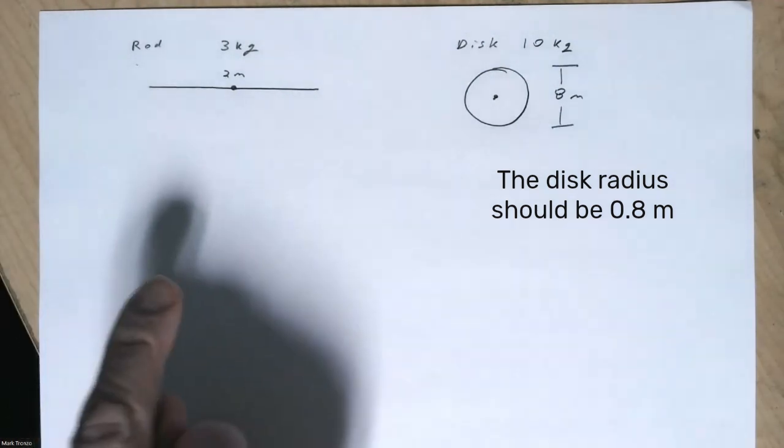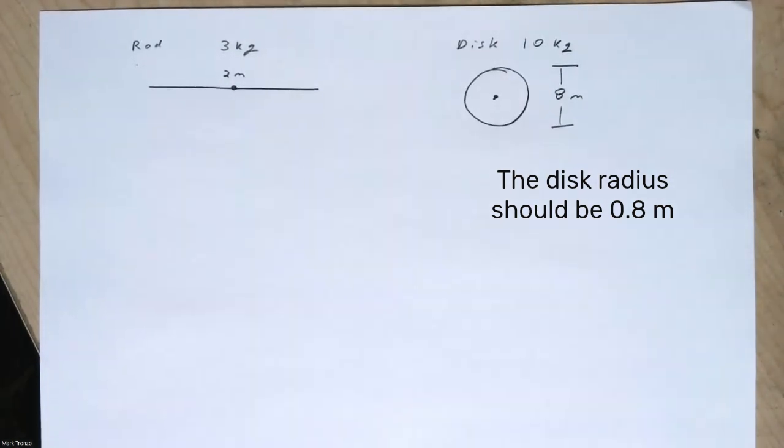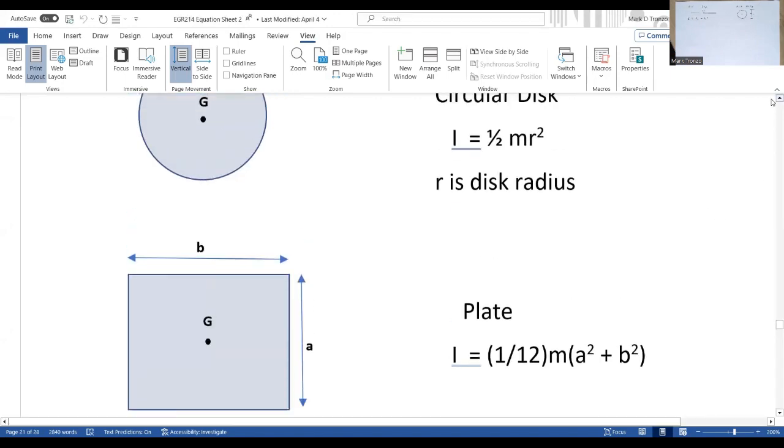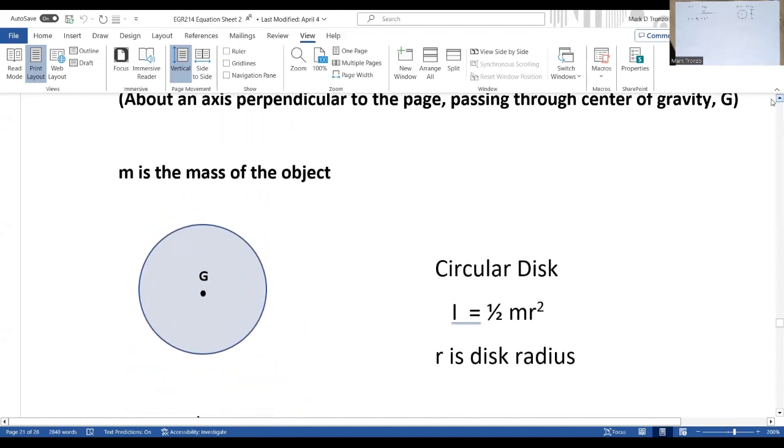And so we'll have to take the mass moment about each of those. So for the slender rod, we have this. And so this is going to be 1/12 the mass times the length squared. And then for the uniform disc, we have this up here. It's going to be 1/2 mr squared.